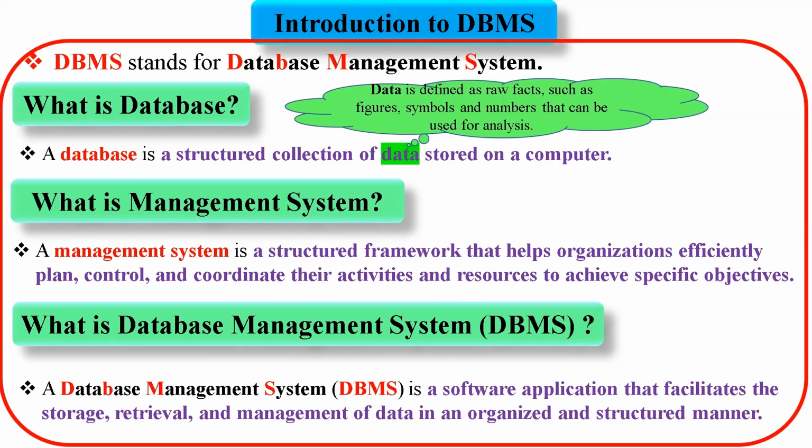Now, what is a management system? A management system is a structured framework that helps organizations efficiently plan, control, and coordinate their activities and resources to achieve specific objectives. Now, come to the point.